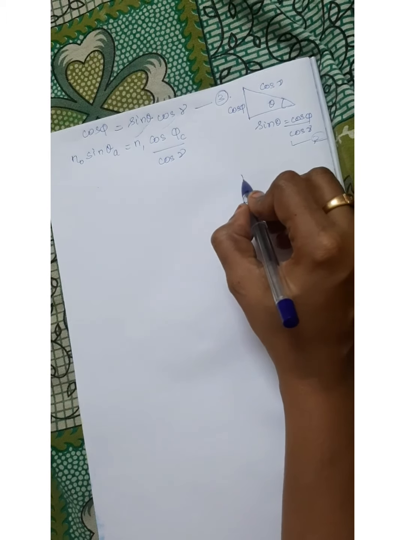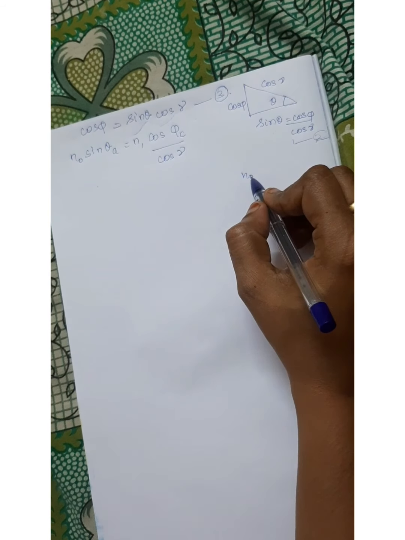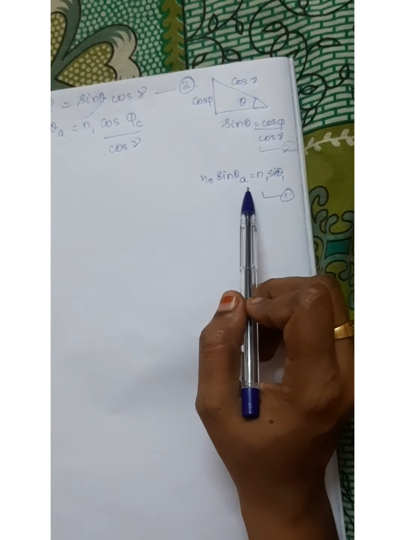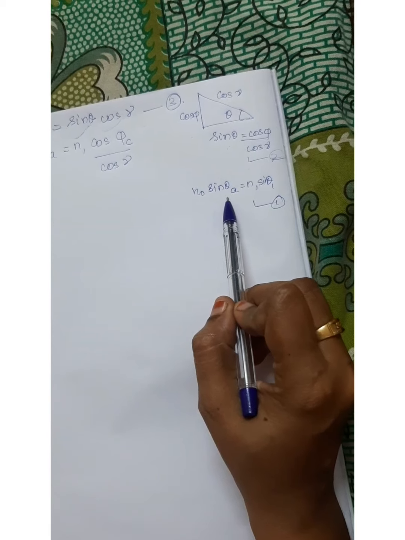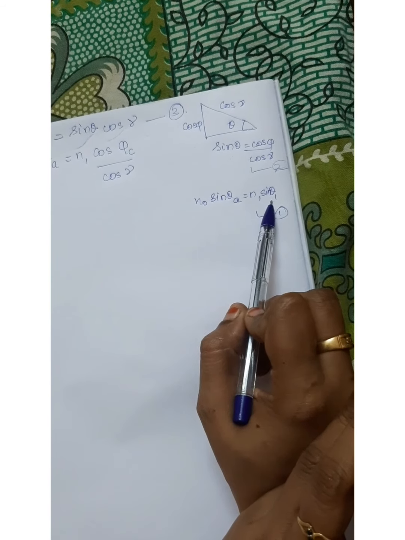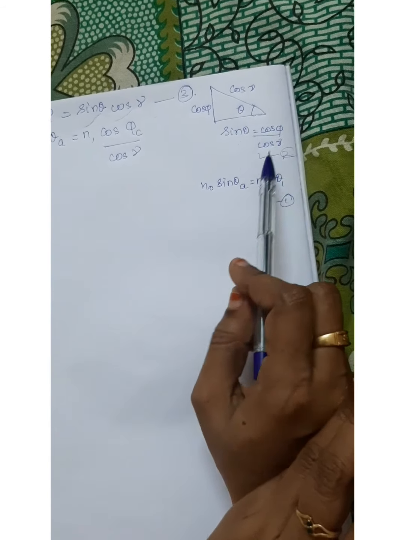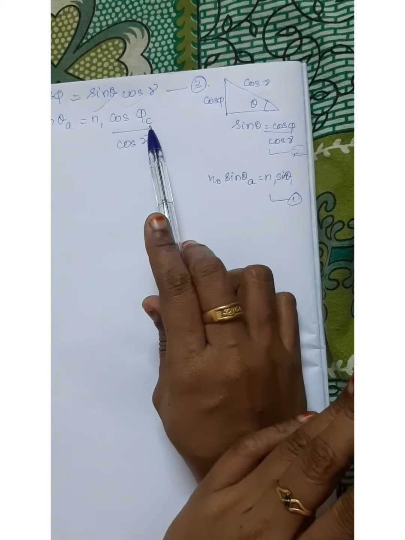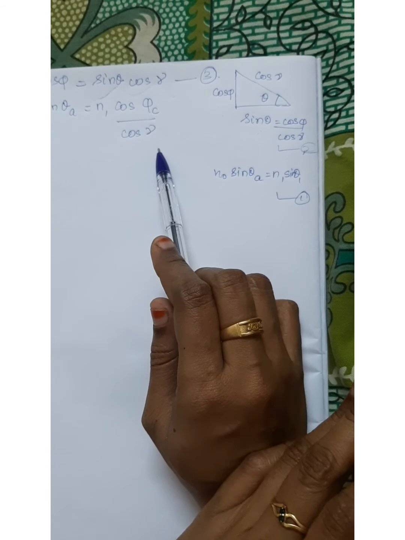So what is equation 1? N0 sin theta A is equal to N1 sin theta 1. Here in the place of sin theta we substitute this value, cos phi c by cos gamma, where phi c is the critical angle.